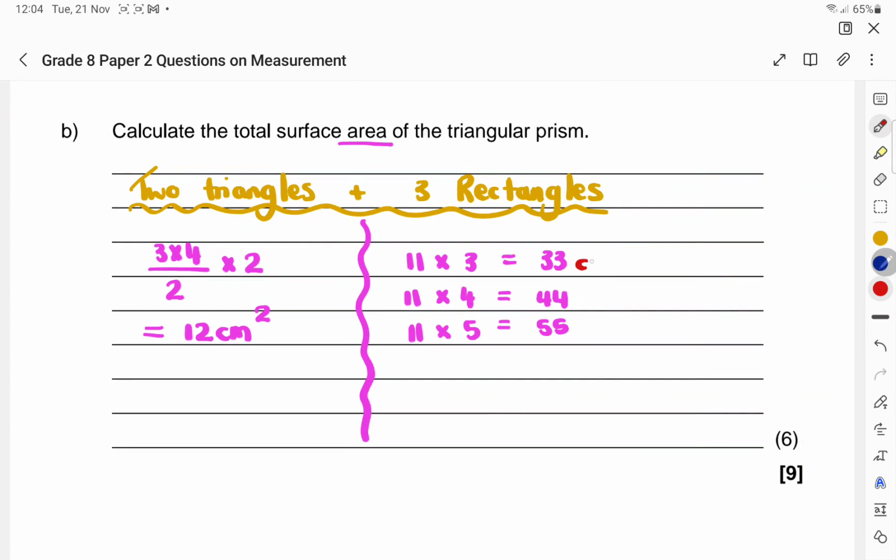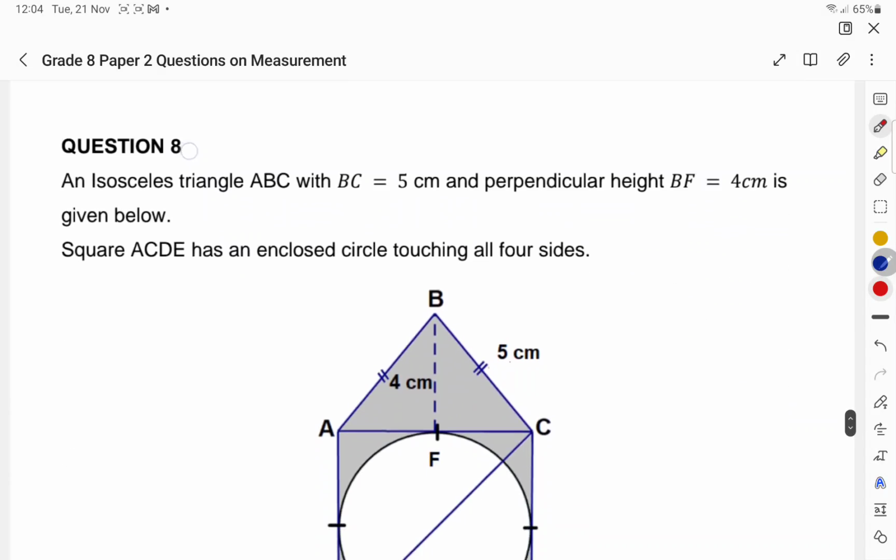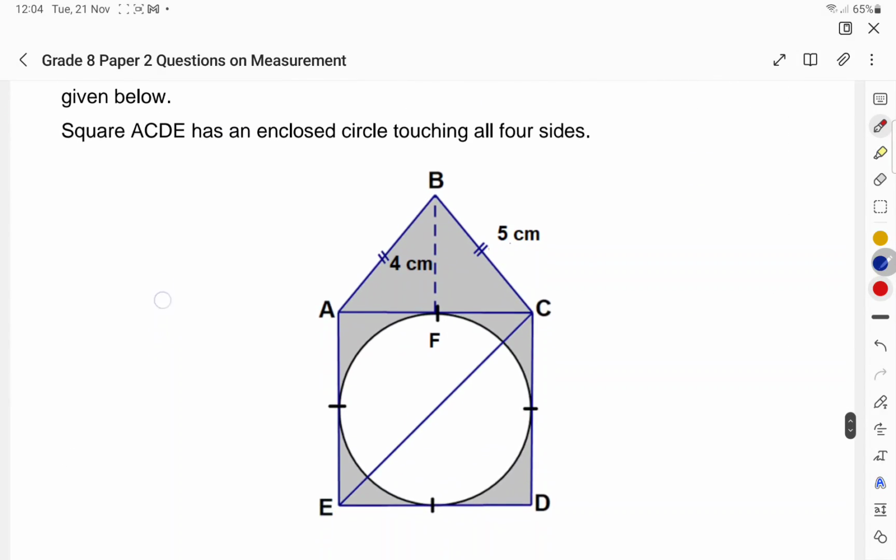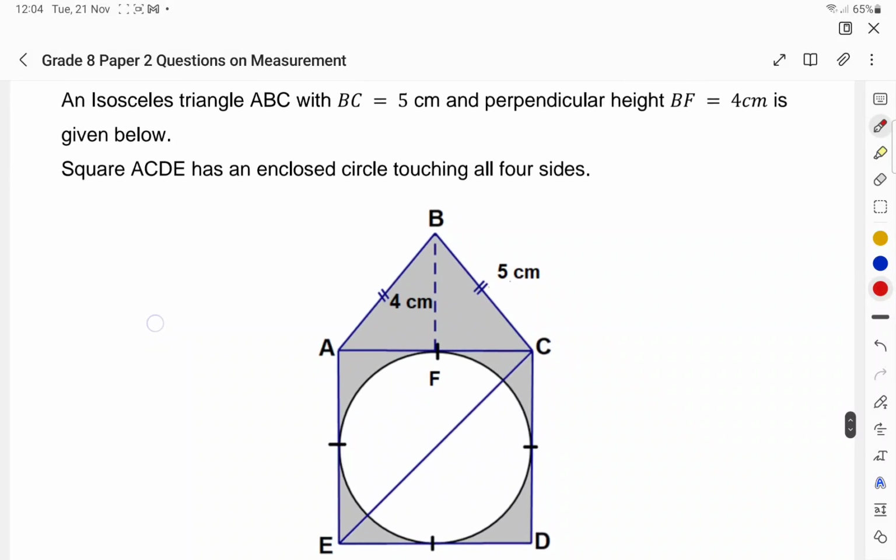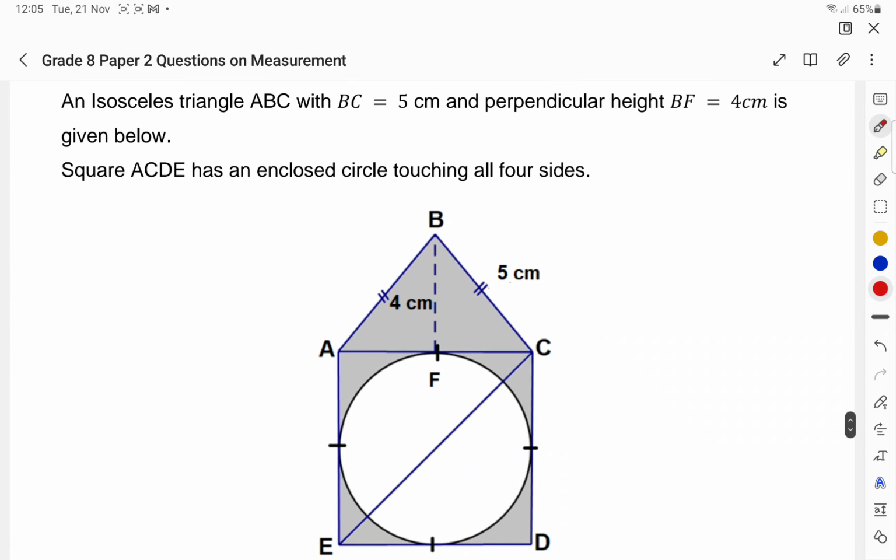Okay, and this was centimeters squared, sorry. Now the total surface area is all of those added together. So the 33 plus the 44 plus the 55 plus the 2 triangles, 12, gives you 144 centimeters squared. Righto, moving on to the next, and we're almost towards the end. Well done for sticking with me and making sure that you understand these questions.